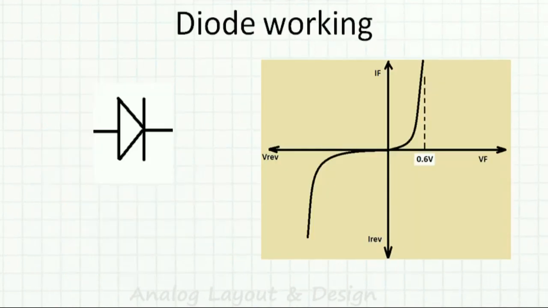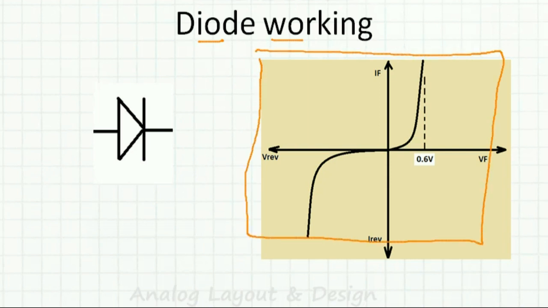So before understanding ESD, we must first understand how a diode works. We all know this forward characteristic and reverse characteristic. This is the forward voltage. What do you mean by forward voltage? Forward voltage is the applied voltage between VP and VN. This is P, positive, and this is negative. This is VP, whatever voltage you apply here, and this is VN. That difference is your forward voltage.